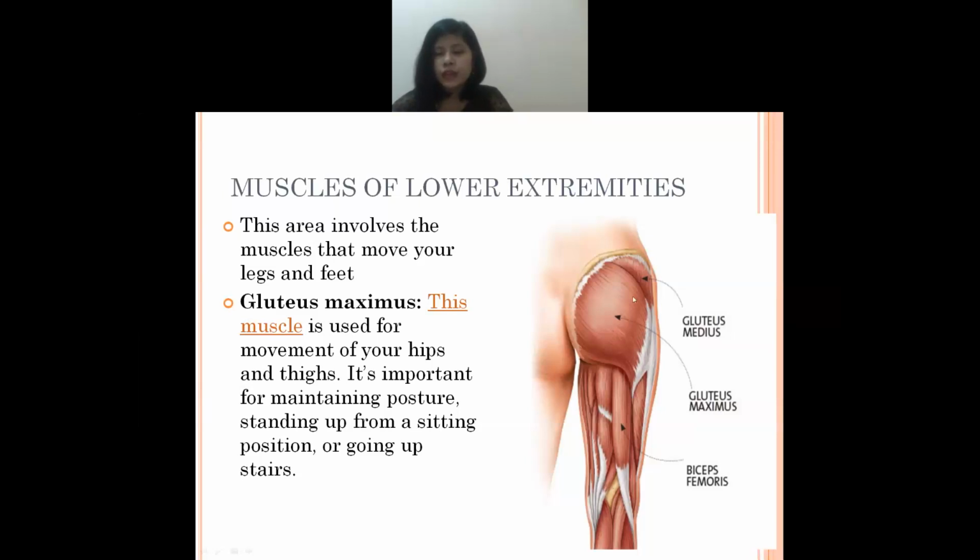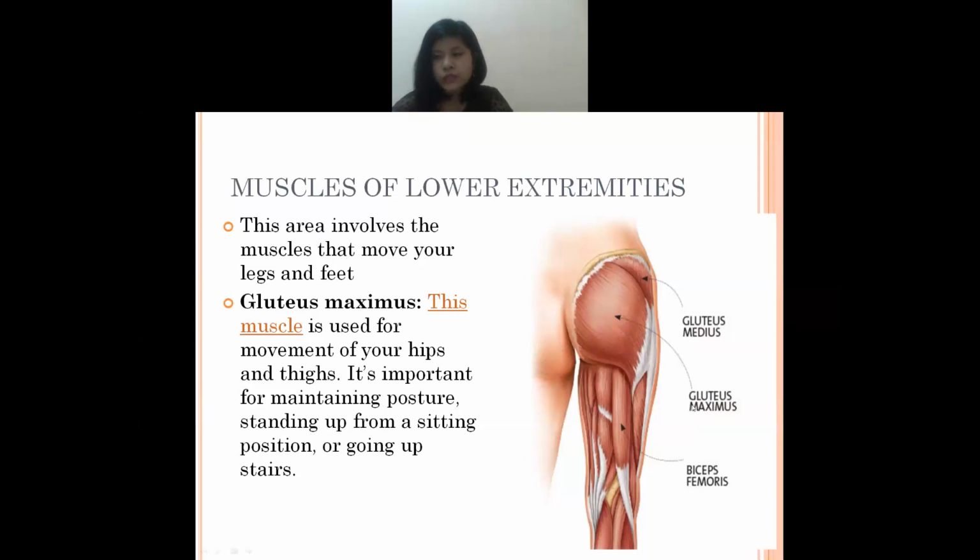Mostly you will be getting your lower extremities where? In your legs and your feet. Understand? This is your legs and feet. So the first muscle which you will be getting is the gluteus muscle. This is the gluteus muscle. This one. The buttock area you will find.